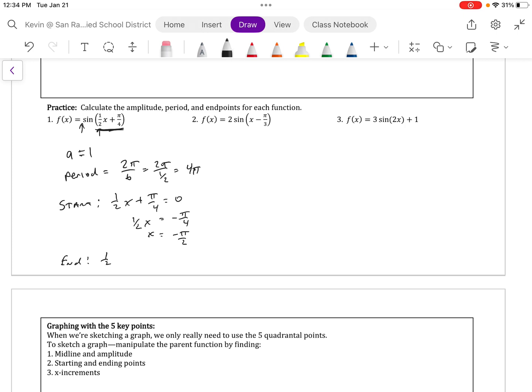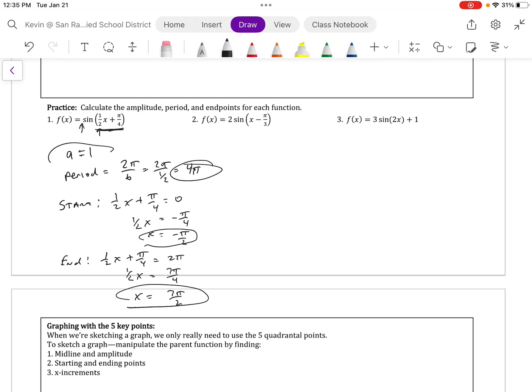And then the endpoint, same idea: 1/2 x plus pi over 4 equals 2 pi. So 1/2 x equals, let's see, 2 pi minus pi over 4, which is 8 pi over 4 minus pi over 4, is going to be 7 pi over 4. So x equals 7 pi over 2. So there are our endpoints, there is our period, and there's our amplitude.